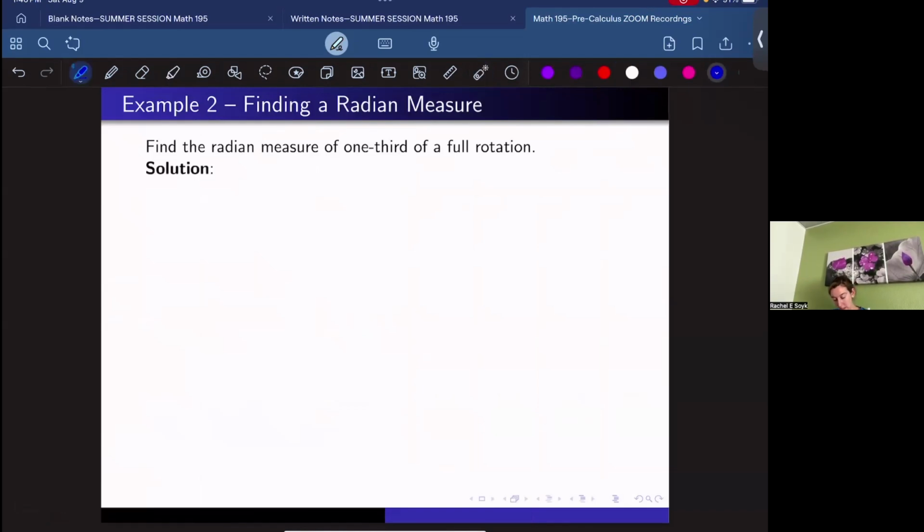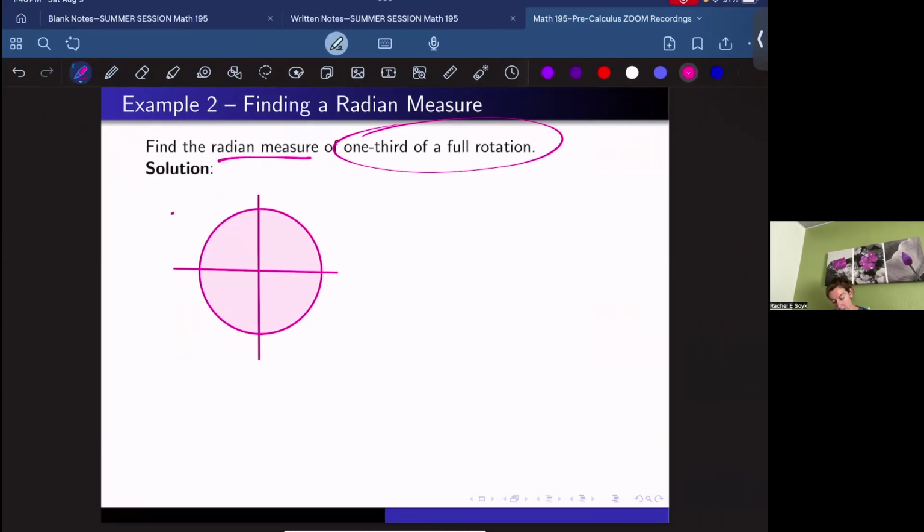Now, let's tackle example 2 together. We want to find the radian measure of 1/3 of a full rotation. Well, 1/3 of a full rotation, remember, full rotation is 360. 1/3 of 360 is just 360 divided by 3, which gives you 120 degrees. But we want to put this in terms of radians. So, degrees to radians. We want it to be a fraction now, so we divide it by 180. And we want it to have radians, so we multiply it by pi.